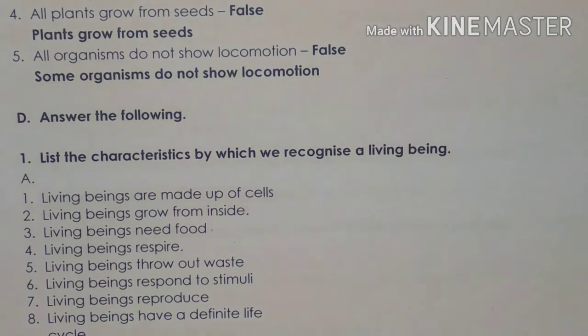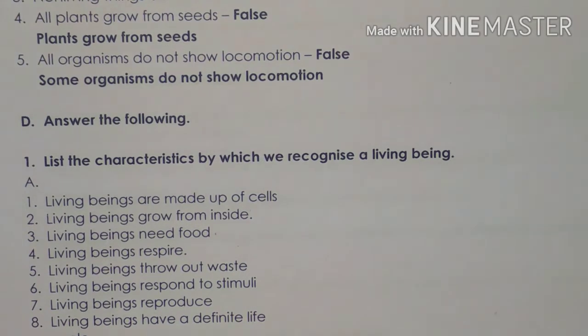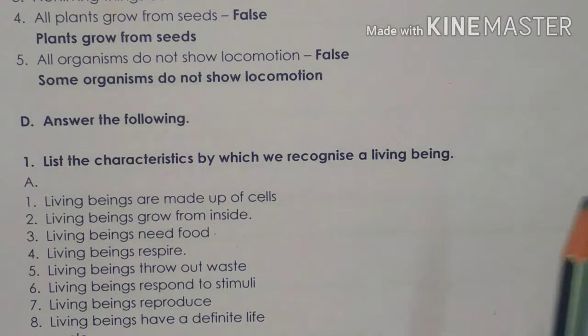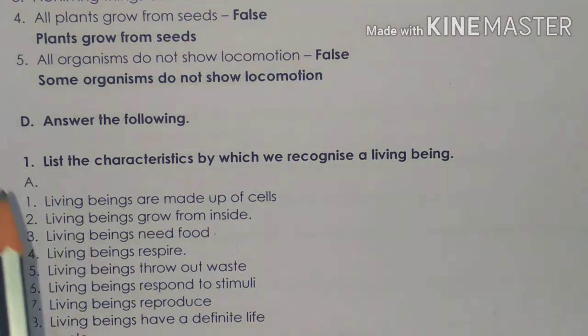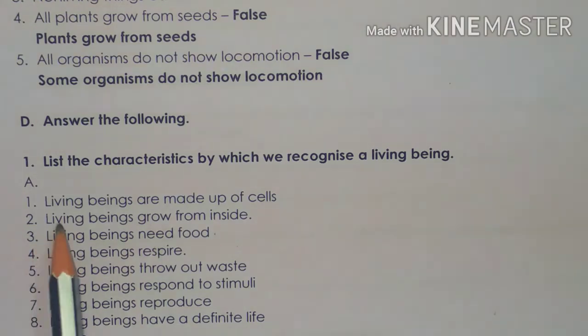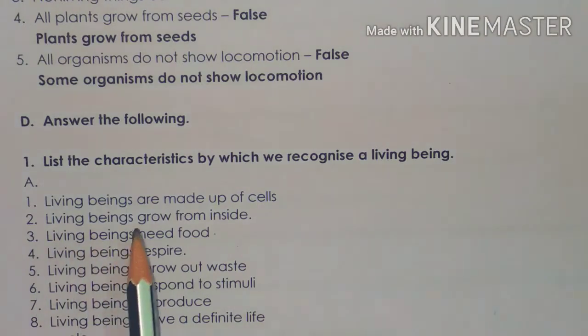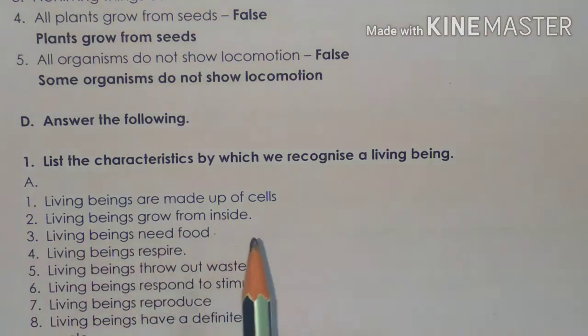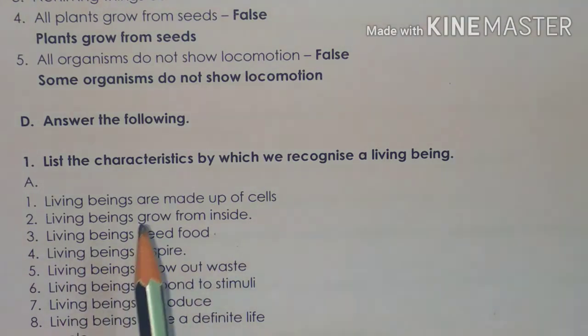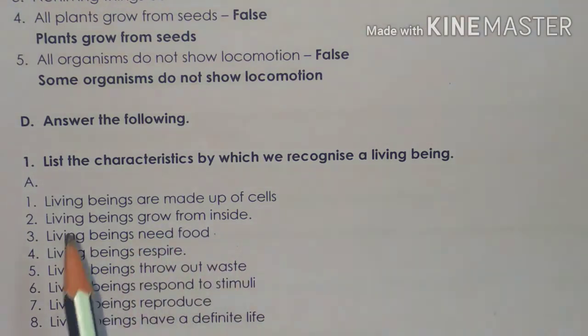Number 1, list the characteristics by which we recognize a living being. What are the characteristics by which we can recognize a thing whether it is living or not? There are 8 points given. Let us learn one by one. Number 1, living beings are made up of cells. Number 2, living beings grow from inside. We have already learnt it. Unlike non-living things, living beings grow from inside, from within.